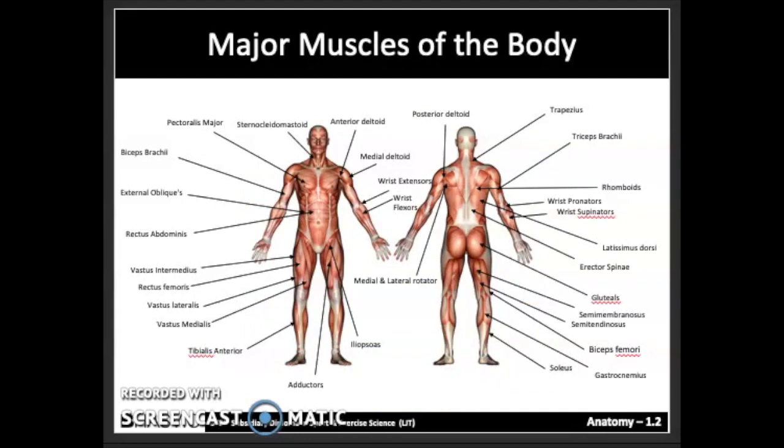There are many major muscles of the body. As you can see on the left-hand side of the diagram, the anterior side of the muscles. There are muscles such as the pectoralis major, which make up the chest, and the external obliques around the stomach area. However, on the other side, on the posterior side of the body, there are muscles such as the triceps brachii, the trapezius, and the latissimus dorsi.